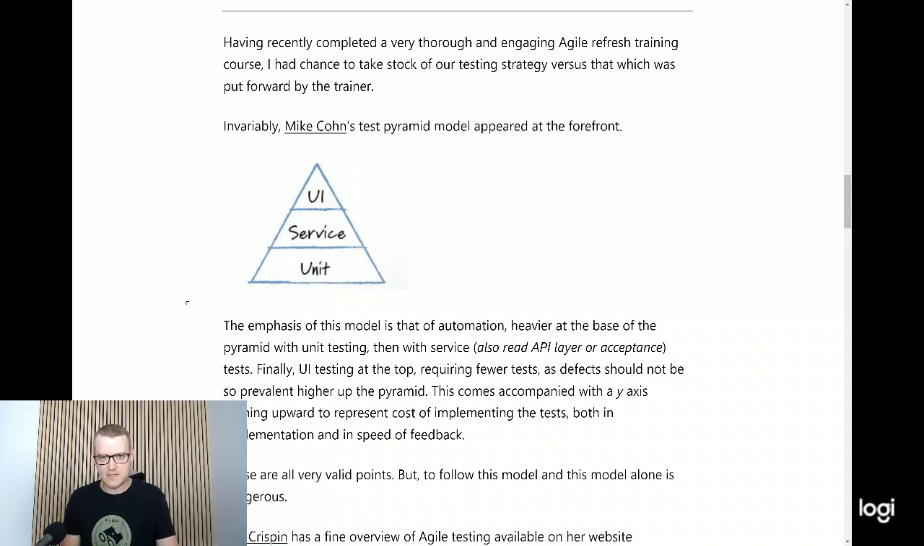Having recently completed a very thorough and engaging Agile Refresh training course at my old workplace, I had the chance to take stock of our testing strategy versus that which was put forward by the trainer. Again, he didn't know our context and just gave us some things. Invariably, he gave us Mike Cohn's test pyramid model, and that was how he said we should be doing our testing. He also told us that we needed to explicitly use Given-When-Then BDD-based testing as well.